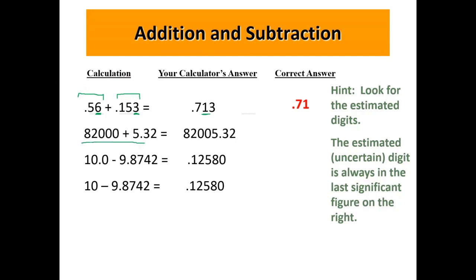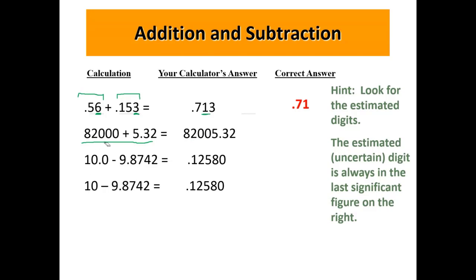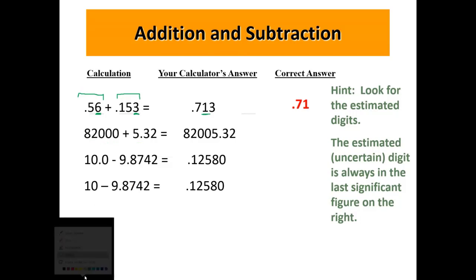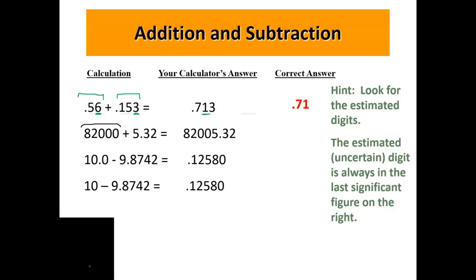Well, it's not the first one. The second one. This one. Yeah, the second, I'm still a little bit confused on that. Okay. A lot of numbers. Yeah, no problem. Let's take a look at it. Okay. So if I were to look at the first number, the 82,000, what's the last significant figure there?